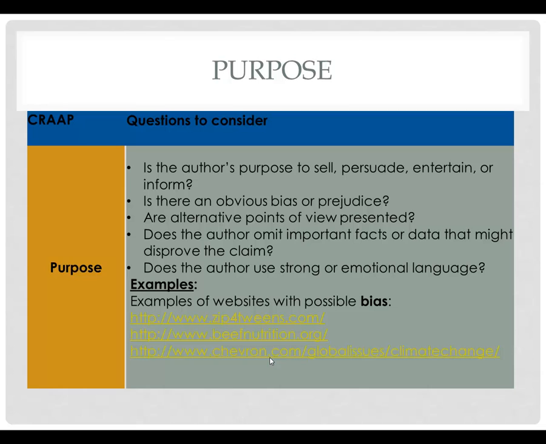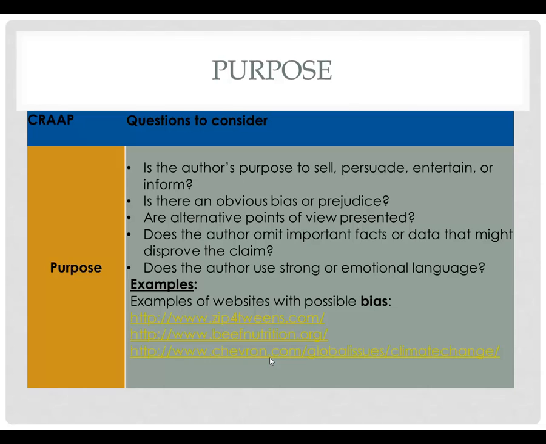Last, we come to the P in the CRAP test, standing for purpose. Here we want to know, is the author's purpose to sell, persuade, entertain, or inform us? We're looking here for obvious bias or prejudice. We're looking at the point of view of the site, and are there alternative points of view presented? Does the author omit important facts or data that might disprove the claim? And does the author use strong or emotional language? These are all clues as to the purpose of the site.